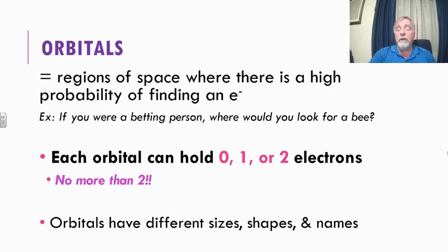Now, these orbitals have different sizes, different shapes, different names, and we'll talk about that a lot more tomorrow. That's going to be a whole topic in and of itself as we try to understand this next level deeper in our understanding of the atom. So be sure to come back, we're going to have our live class because this is going to be a little bit more complicated. I want to make sure I'm actually with you and we can walk through this together.